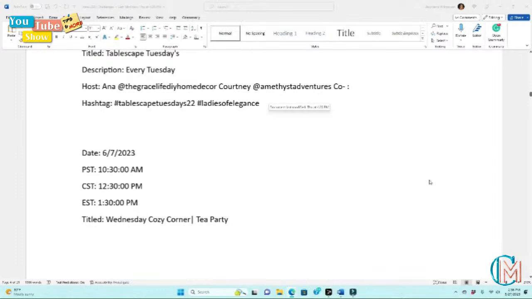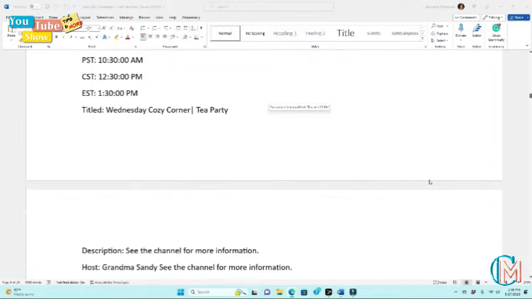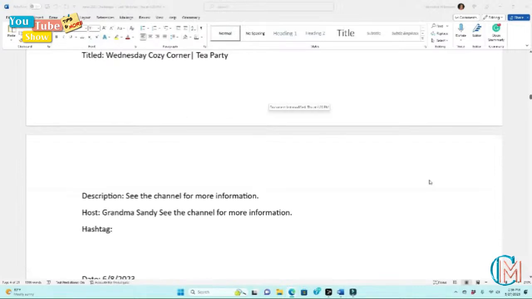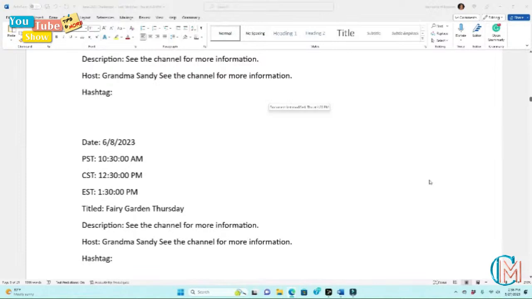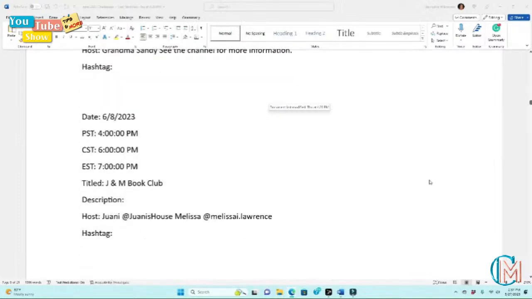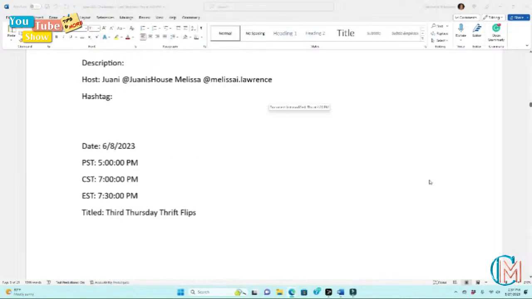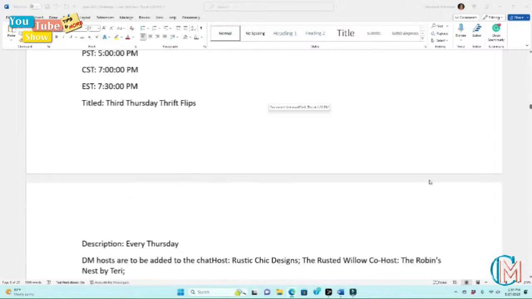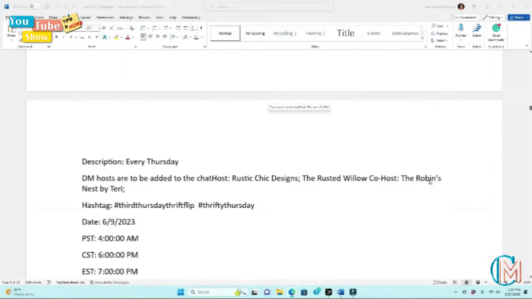On the 7th, we have the Cozy Corner and Tea Party, hosted by Grandma Sandy. On the 8th, we have the Fairy Garden Thursdays, hosted by Grandma Sandy. On the 8th, we have the J and M Book Club, hosted by Wani at Wani's House and Melissa Lawrence. On the 8th, we have the Third Thursday Thrift Flip, hosted by the Rustic Chicks Design, the Rusted Willow, and they will have a co-host.